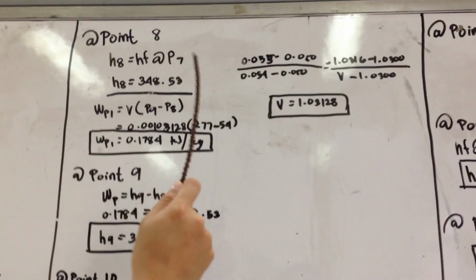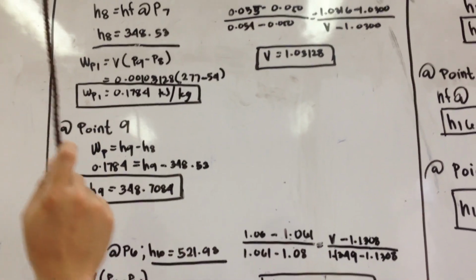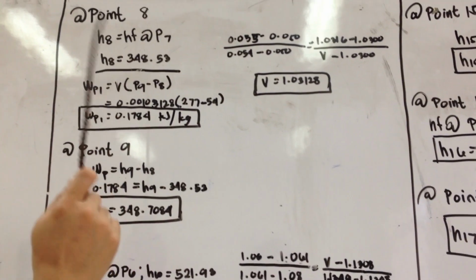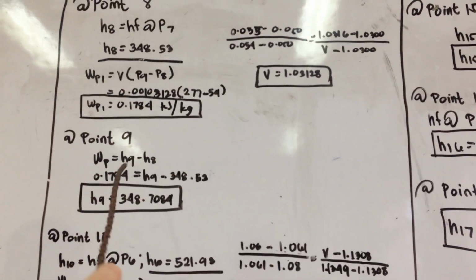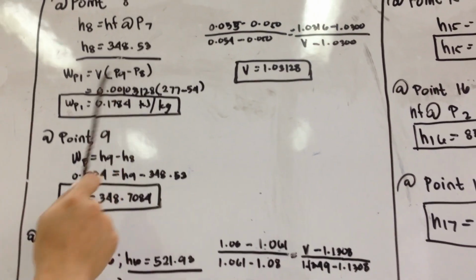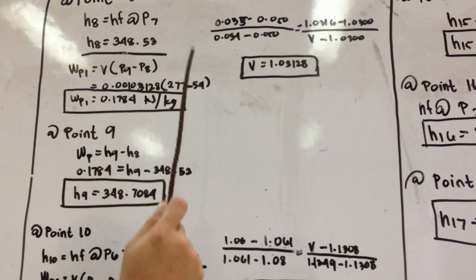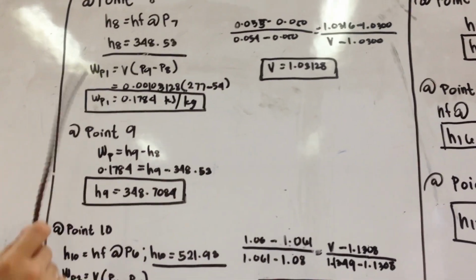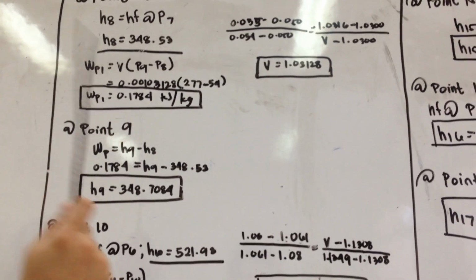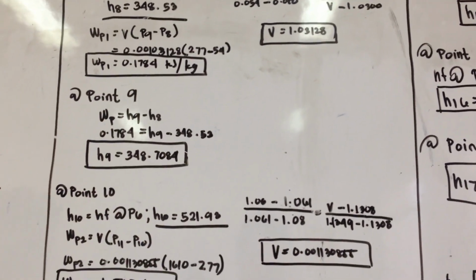Now the formula of work pump 1 is volume times pressure 9 minus pressure 8. We can find this value in our steam table, times 277, pressure 9 and pressure 8, subtract 454. So the result of work pump 1 is 0.1784 kilojoules per kilogram.